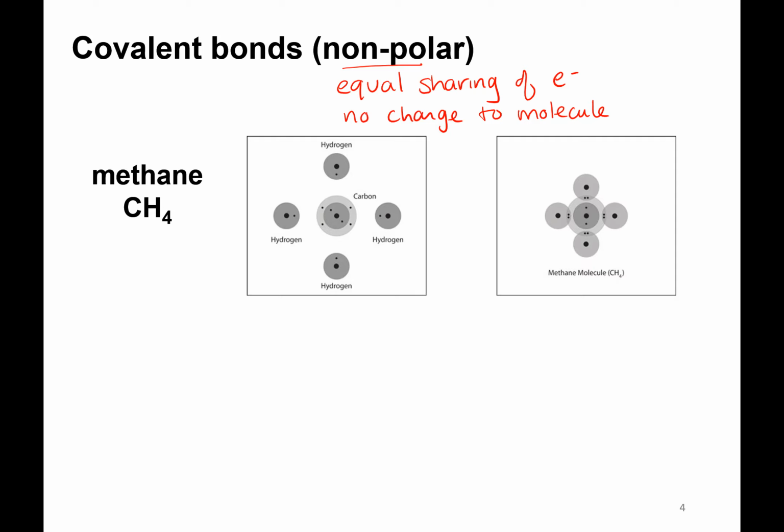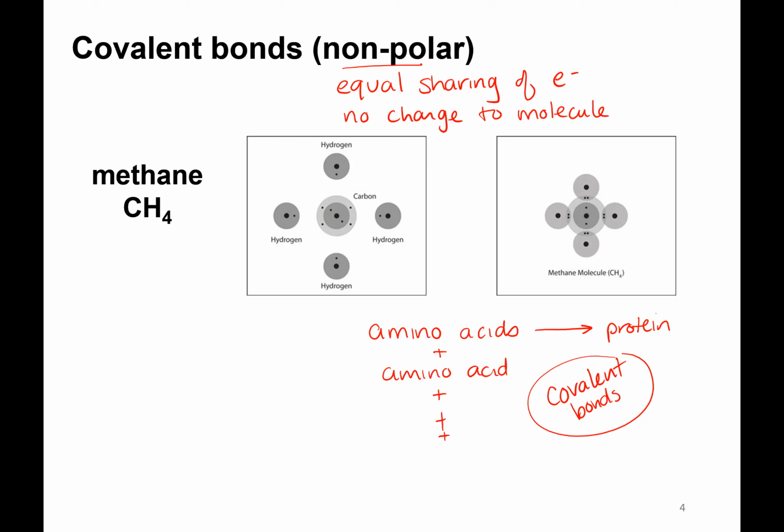Okay. These are really important bonds. For instance, when you hook amino acids together to form a protein, this is formed by covalent bonds. It means they're really strong bonds. They're going to hold that protein together. So covalent bonds hold our monomers together, and we'll start talking about that in a minute.